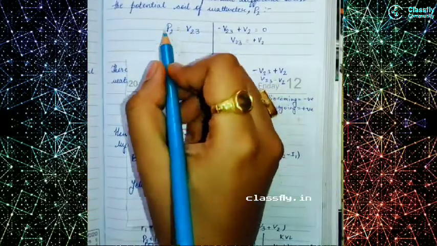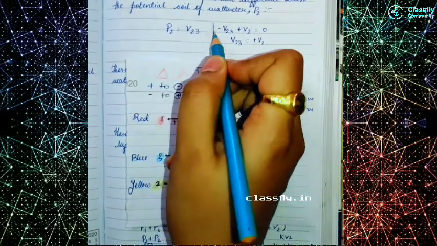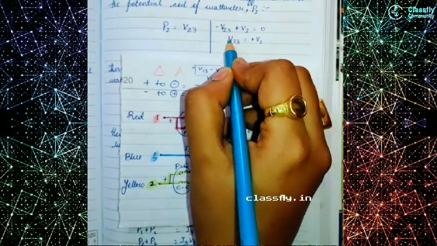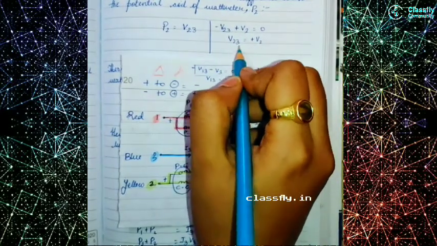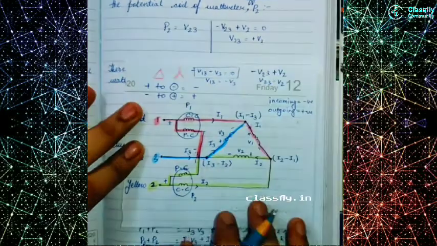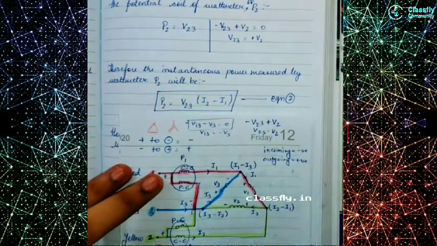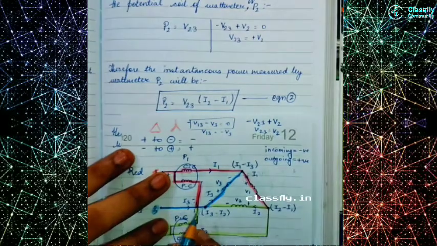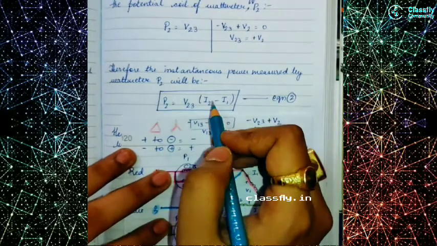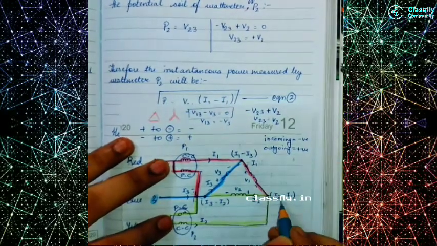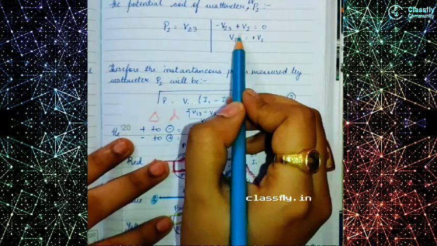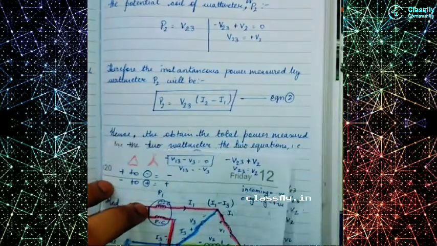Similarly, we can say wattmeter 2 is equal to V23 and minus V23. When we equate and solve this to 0, we get V23 equal to plus V2. So therefore the instantaneous power measured will be our first representation, that is I2 minus I1, into V2.